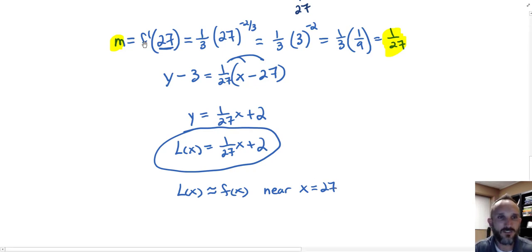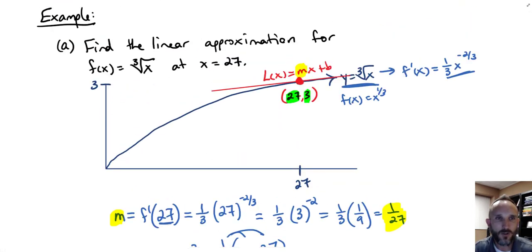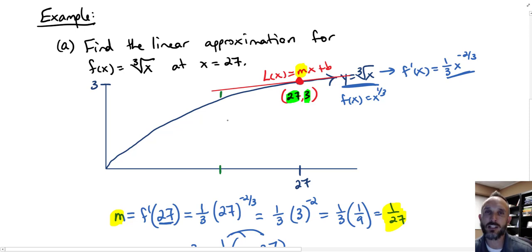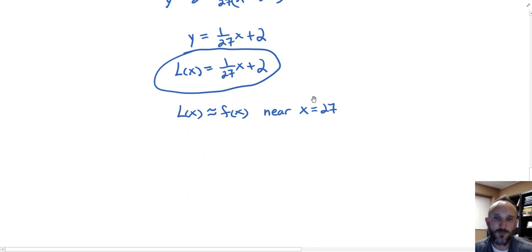When you start to get further from 27, when you start to get into x values over here, you can see this gap between the line and the curve starts to grow. And the further you get from your x value, typically the bigger that gap is going to be. But we're guaranteed that if we're near this x value, then our linear approximation is an approximation of the curve. And so what that means is the cube root of x function, which is f of x, I can calculate approximately by plugging those x values into the L of x formula, which is much simpler to calculate.